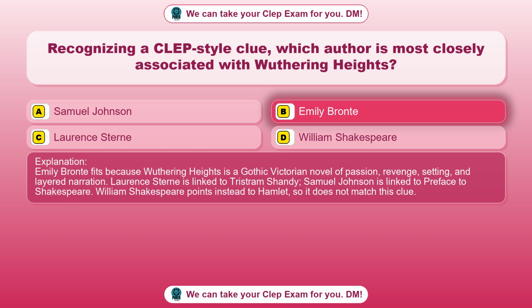Emily Bronte fits because Wuthering Heights is a Gothic Victorian novel of passion, revenge, setting, and layered narration. Lawrence Sterne is linked to Tristram Shandy. Samuel Johnson is linked to Preface to Shakespeare. William Shakespeare points instead to Hamlet, so it does not match this clue.